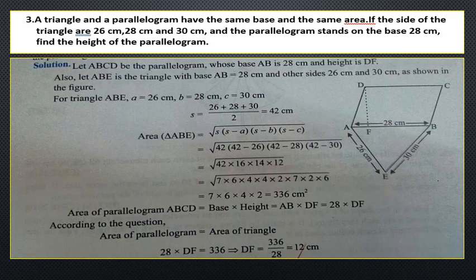Example 3. A triangle and a parallelogram have the same base and the same area. If the sides of the triangle are 26 centimeter, 28 centimeter and 30 centimeter, and the parallelogram stands on the base 28 centimeter, find the height of the parallelogram. Here, a parallelogram and a triangle have the same base and the same areas. We need to find the height of the parallelogram.